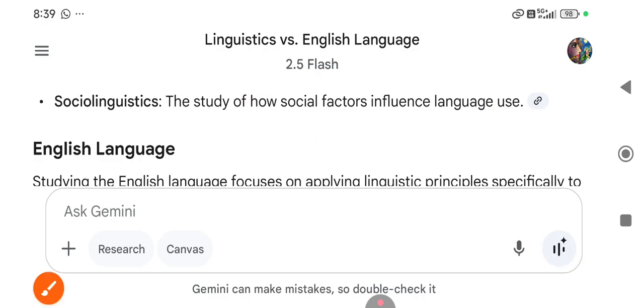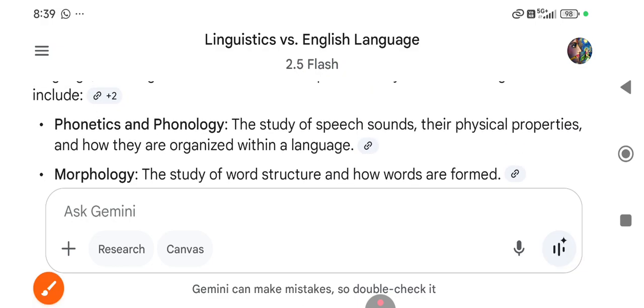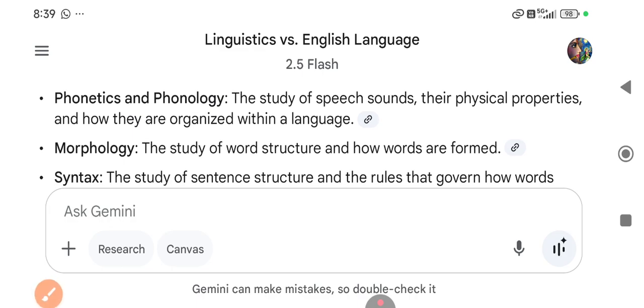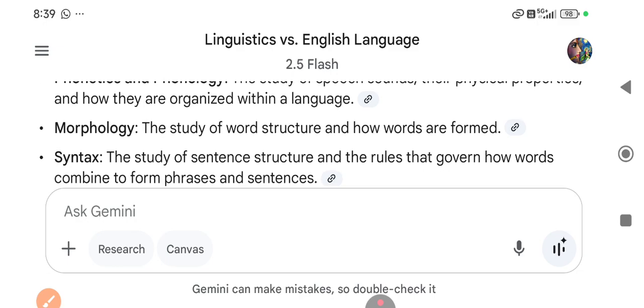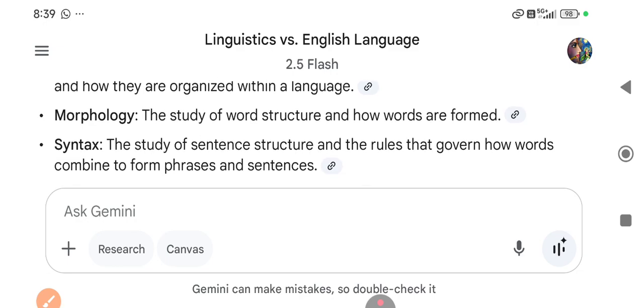So here we have seen that in linguistics we have to do the study of phonetics and phonology, that is, the study of sound and physical properties, and how these sounds are organized within a language. We study then morphology.